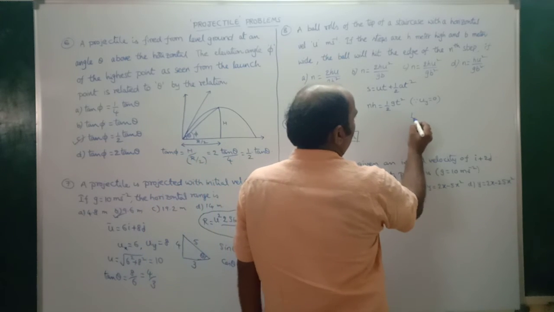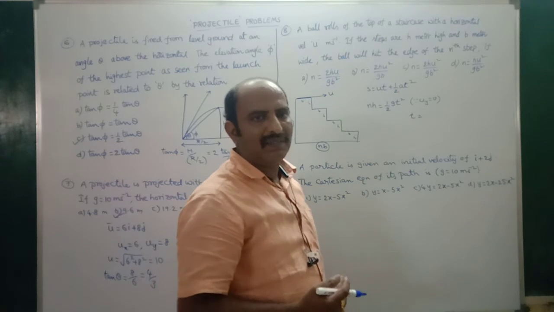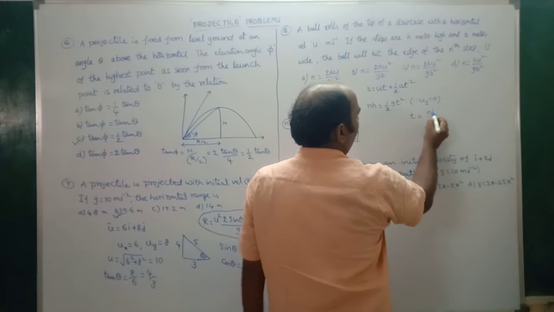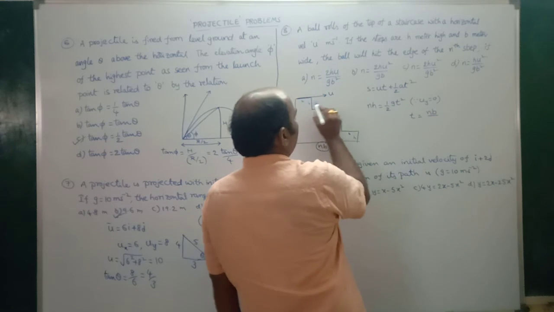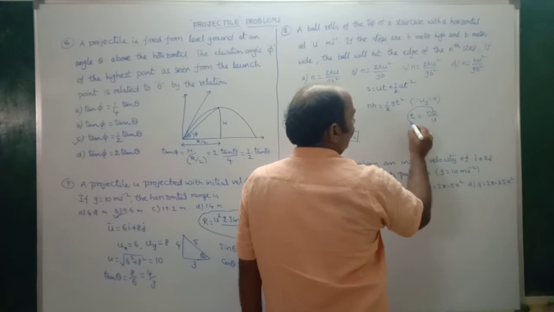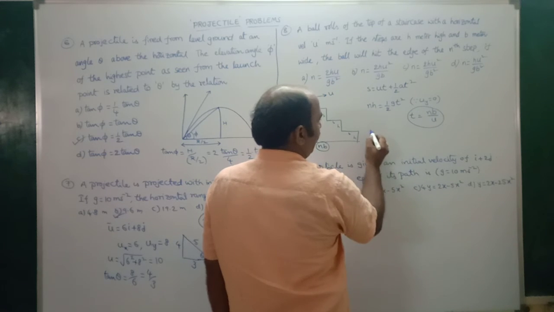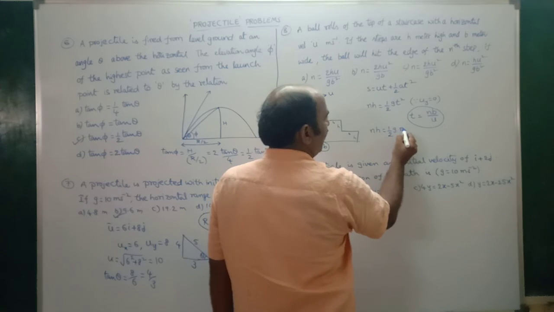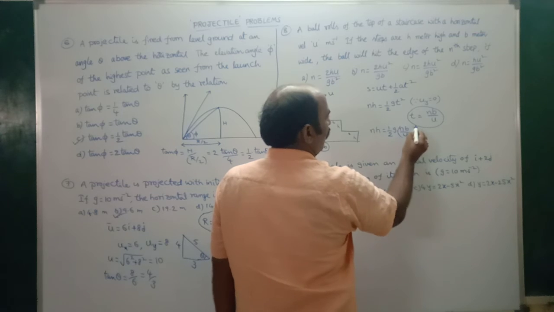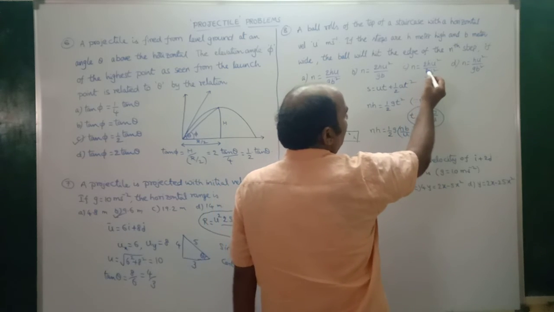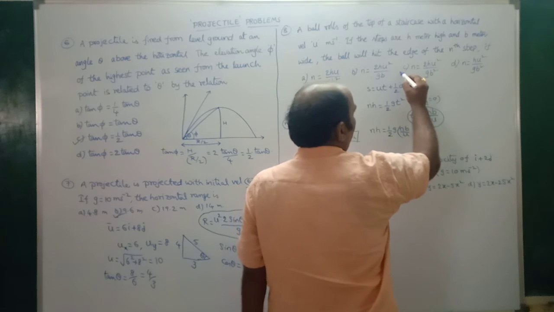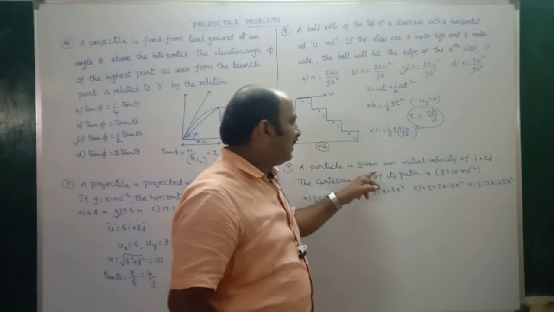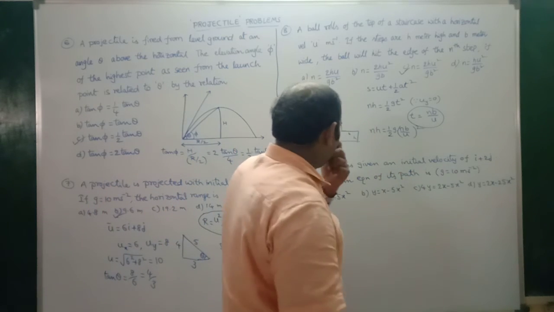And you know t value is equal to distance traveled by velocity. We take the horizontal direction, total distance is nb by velocity. Horizontal velocity is given as u. So this is the t value. Now substitute here. nh is equal to half g into t square, meaning nb by u whole square. From this we get the n value is equal to 2h u square by g b square. Option C is right.